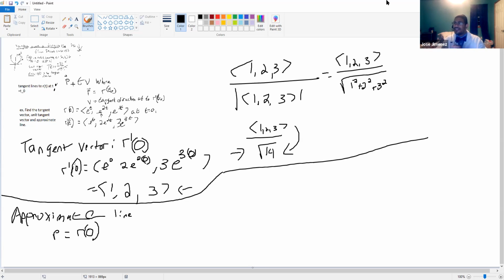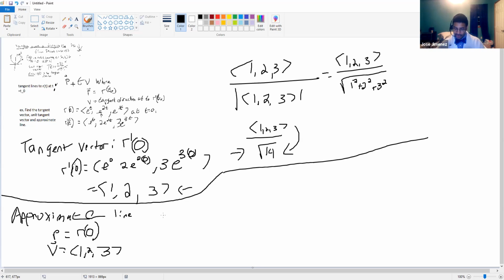Or else you're approximating the derivative function, which is not good. Okay, I think I could be as forceful as that. Actually, what we're going to do is approximate the point p. We're going to say p is equal to r of naught, and we're going to take the v vector that we just found, which is 1, 2, 3. That's the tangent vector that we found.